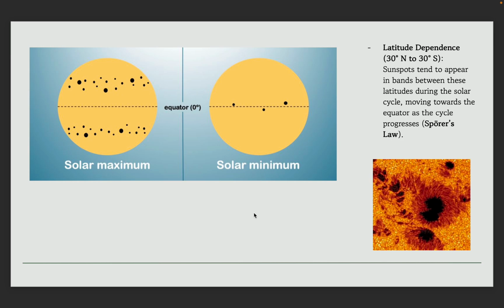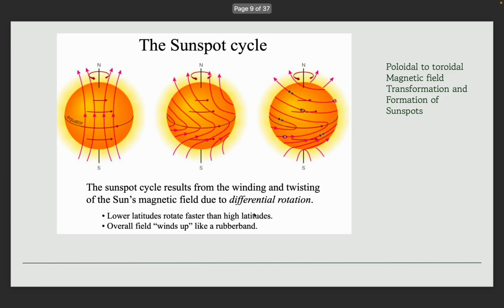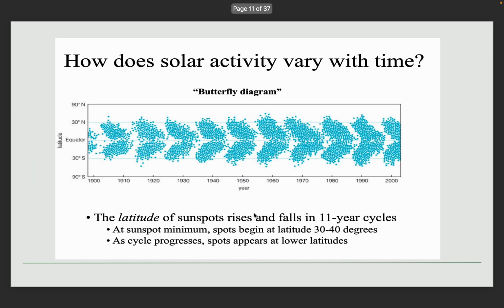This kind of observation is termed Spörer's law, and this is one of the main features of the sunspot. The latitude of the sunspots rises and falls in the 11-year cycle. At the start of the cycle, spots begin at latitude 30 to 40 degrees. As the cycle progresses, the spots appear at lower latitudes.